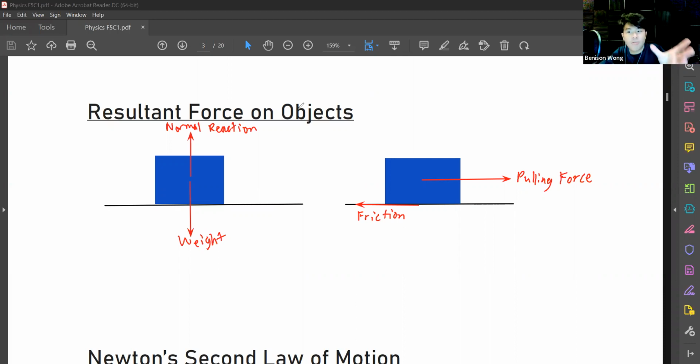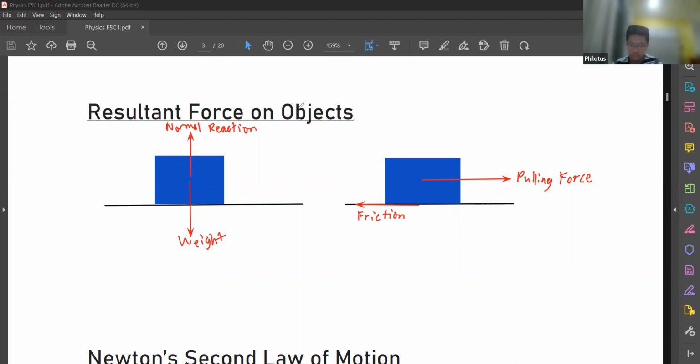Resultant force is like the result, the total sum of the vectors. Opposite direction, you put a negative. So the total sum, you add the negative together, it becomes minus. That's why I say resultant force is the sum of all the vectors. Do you understand that? Okay, I hope you really understand that.